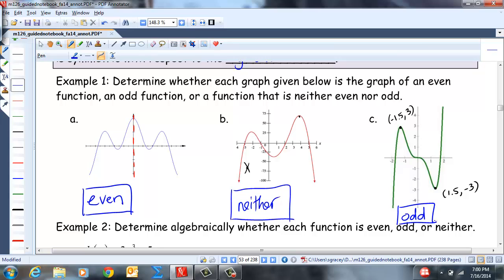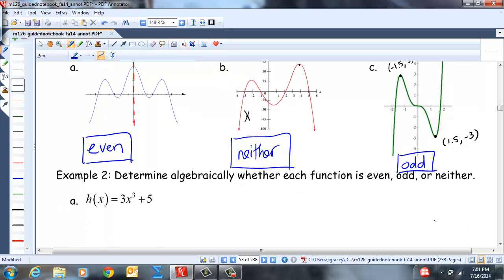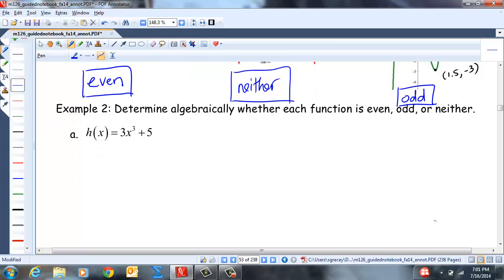Okay. So now, determining algebraically, you just do the test, but now you're only plugging in x or negative x, and you may have to do a little more work. If it's even, you'll get an answer right off. If it's odd, you'll have to do some more work.